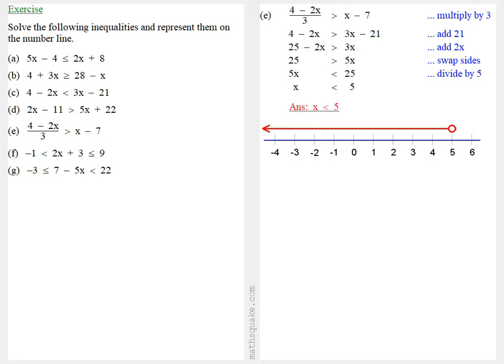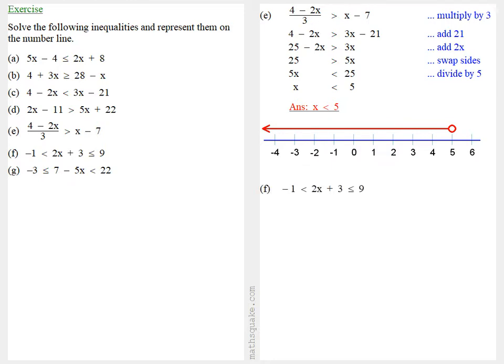So, to draw the diagram, we have the number line and we put a circle above the 5. The circle is not filled because x cannot take the value 5. And we draw an arrow to the left because we want to show all the numbers that are less than 5.